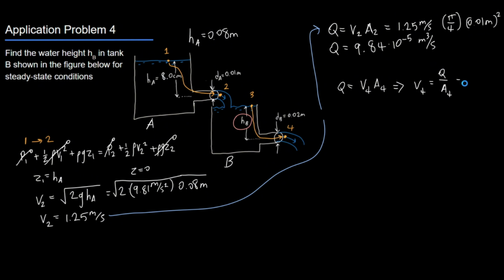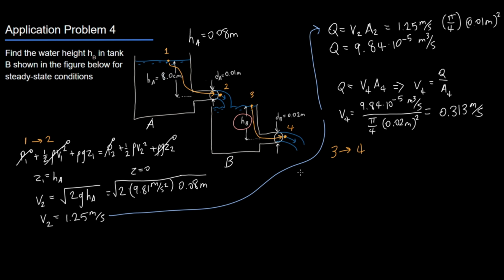So V4 is equal to 9.84 times 10 to the negative 5 meters cubed per second, all over pi over 4 times 0.02 meters squared. The 0.02 meters came from dB right here, and this yields 0.313 meters per second. You see where I got the 0.313. And with that, we will assess the Bernoulli equation. And so now we'll be going from point 3 to point 4.